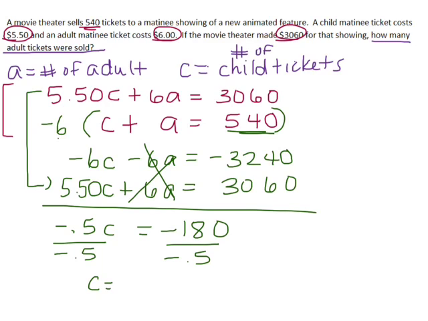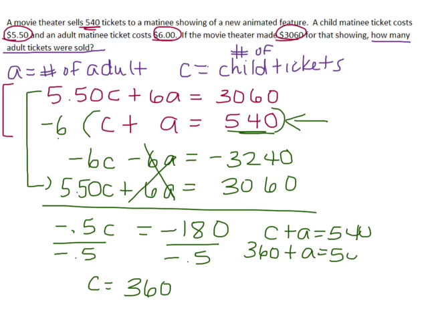so C equals 360. And then because C plus A equals 540 from before, right here, 360 plus A equals 540, so A equals 180. So A equals 180. And C equals 360.